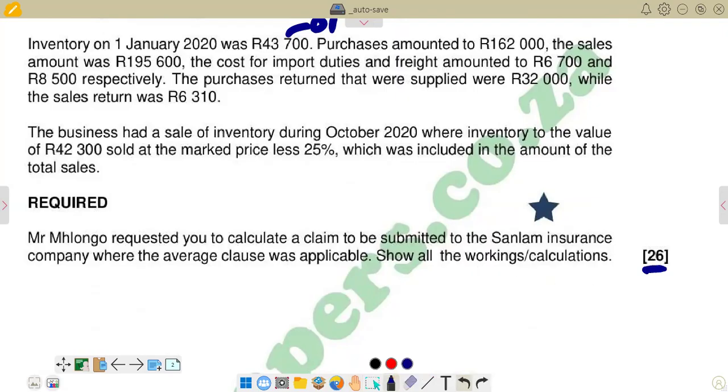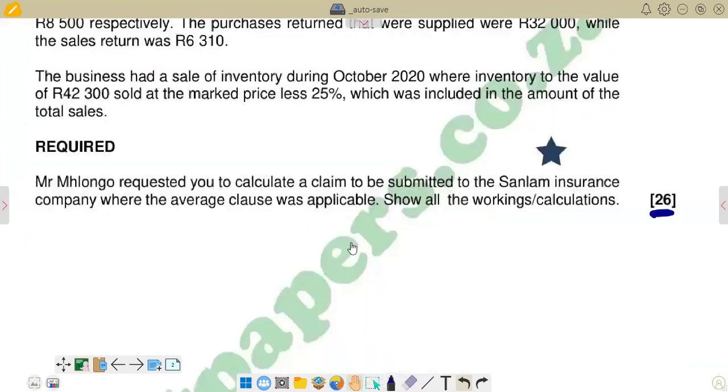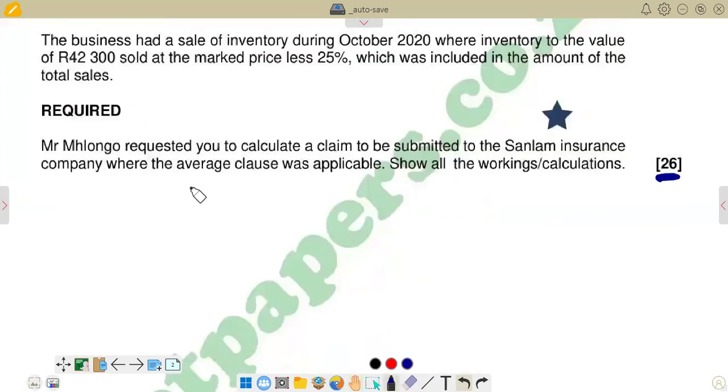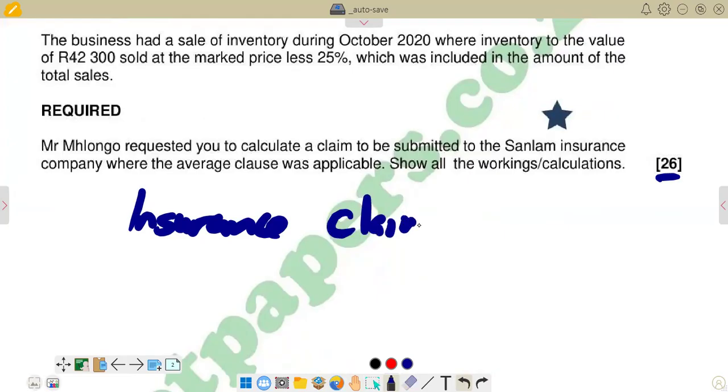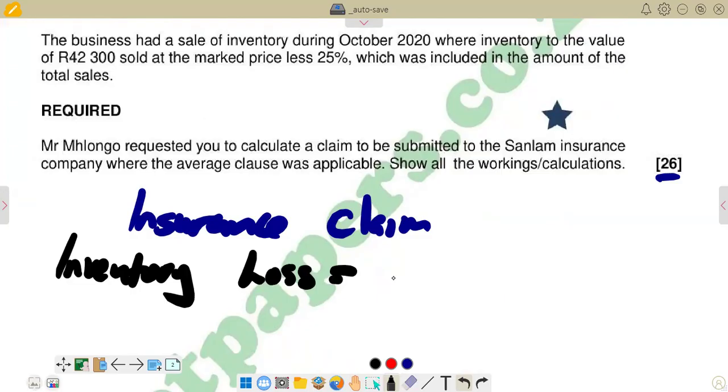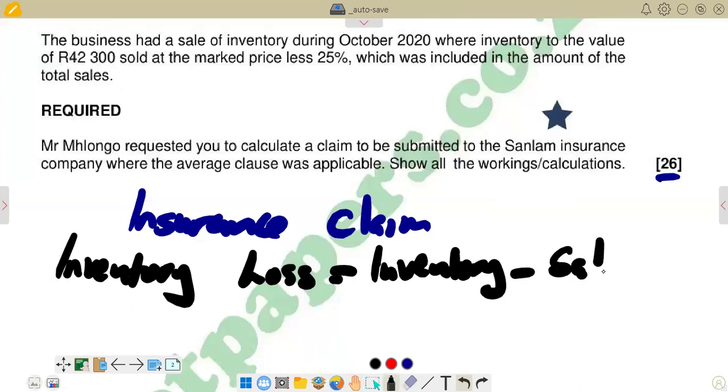But before you answer the question, let's try to break down the formulas that we are going to use for the insurance claim. The formula that we are going to start with is to calculate inventory loss. So the formula for inventory loss, we are going to say it is equal to our inventory minus the salvage amount.